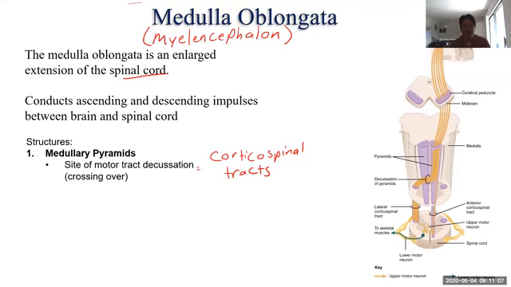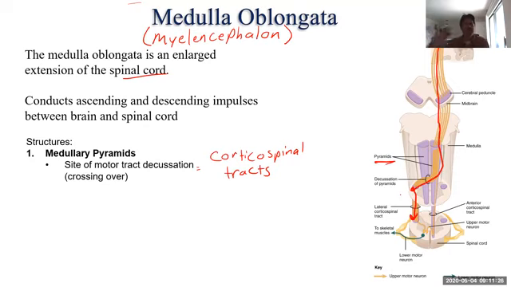And in the medulla, we have these structures called the pyramids. And these pyramids are where the fibers cross over. So we'll see these guys starting here, for example, on the left side. The motor neurons are up here. They come down, but then they cross over to the right side as they continue down.